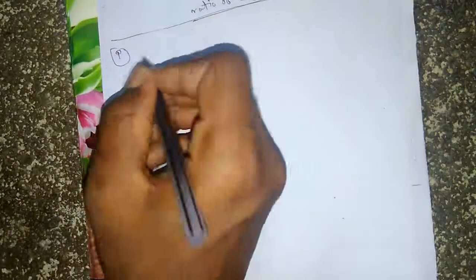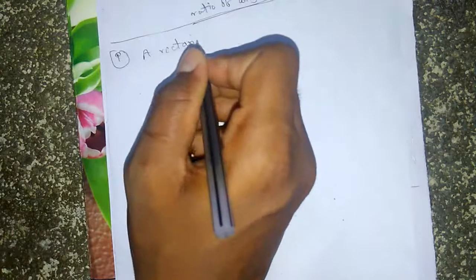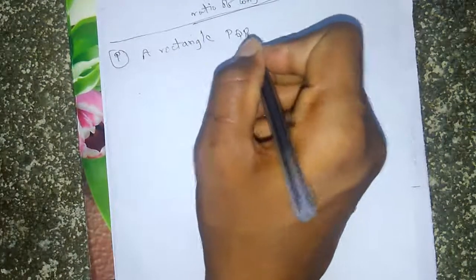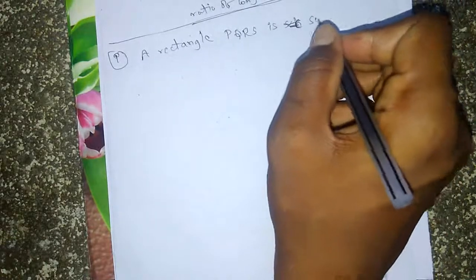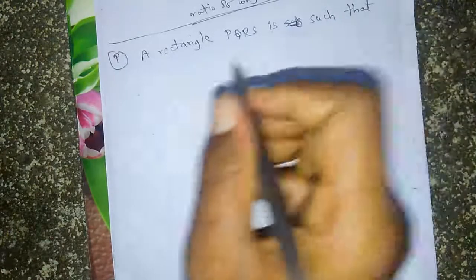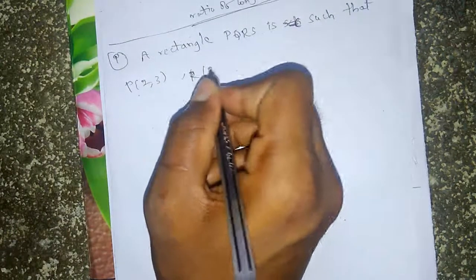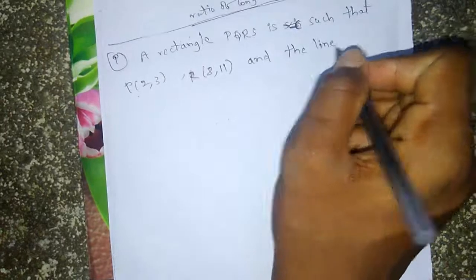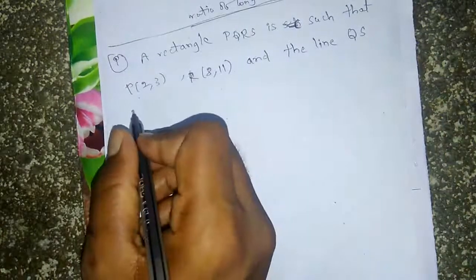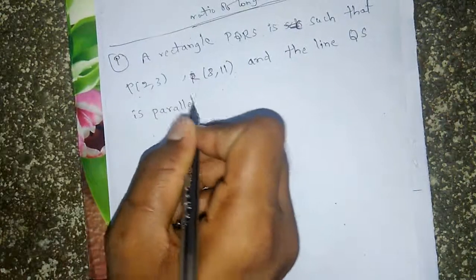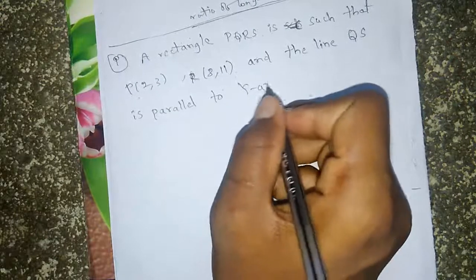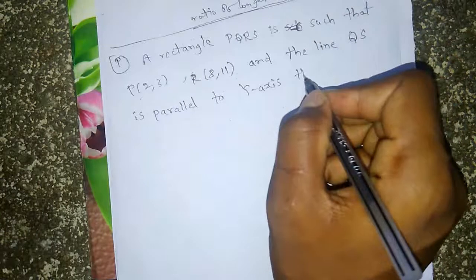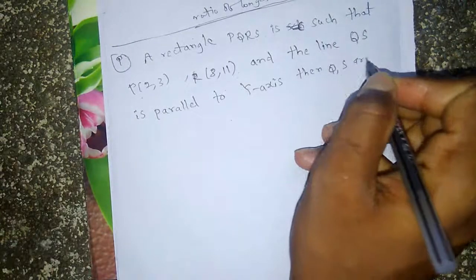The next problem is a rectangle PQRS is such that P is (2, 3), R is (8, 11), and the line QS is parallel to y-axis. Then the coordinates of Q, S are.